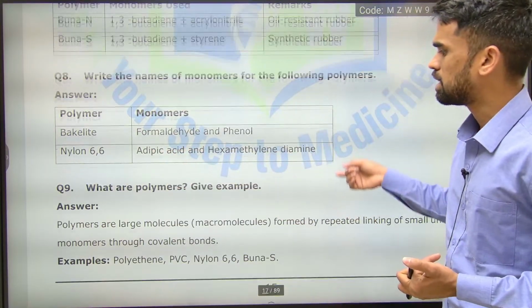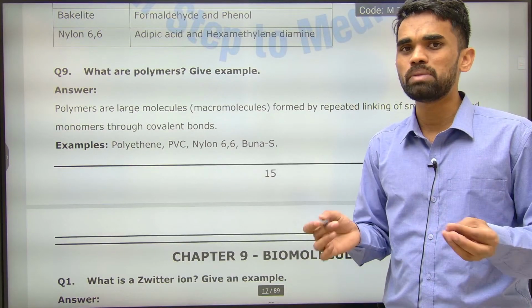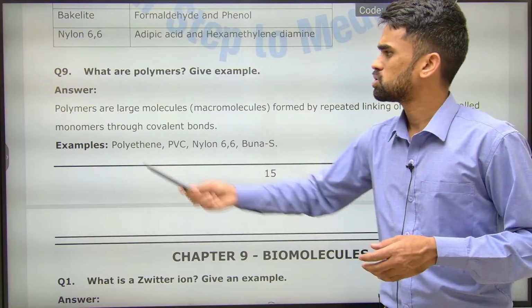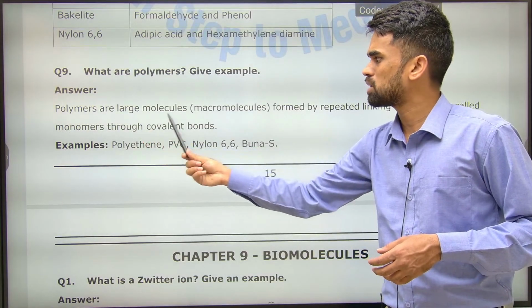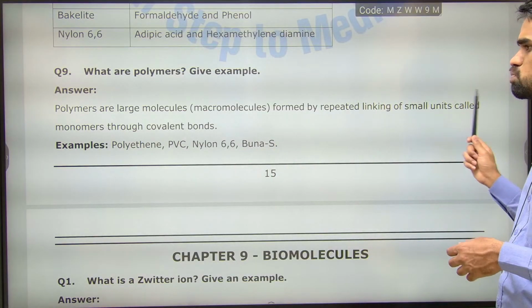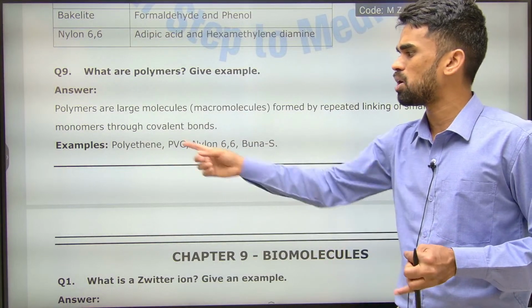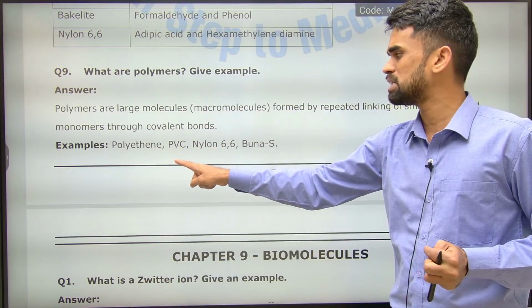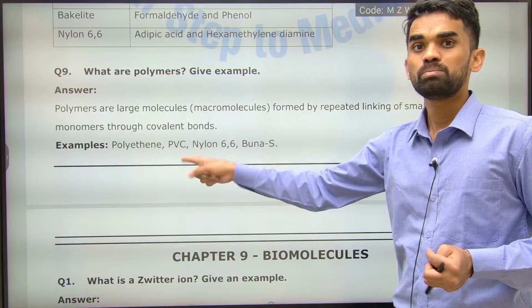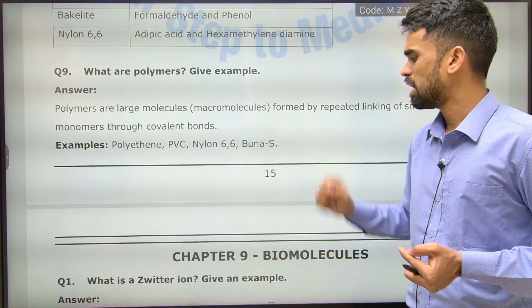The next, what are polymers? Polymers are macromolecules made up of monomeric units, formed by repeated linkage of small units called monomers through covalent bonds. Examples: polythene and polyvinyl chloride, PVC. PVC is used in pipes. Then next, nylon 6,6 and Buna S.